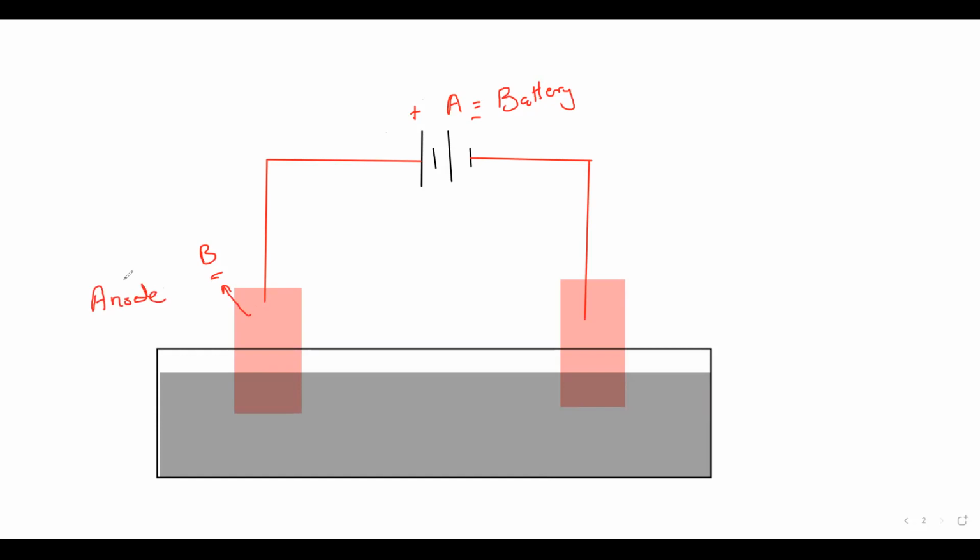Only anode is acceptable; you don't have to write anode and electrode. The common name is electrode, but specifically because it is connected with the positive terminal, we call it the anode. What about C? That will be the cathode. And what about D? What about this solution D? That is the electrolyte.